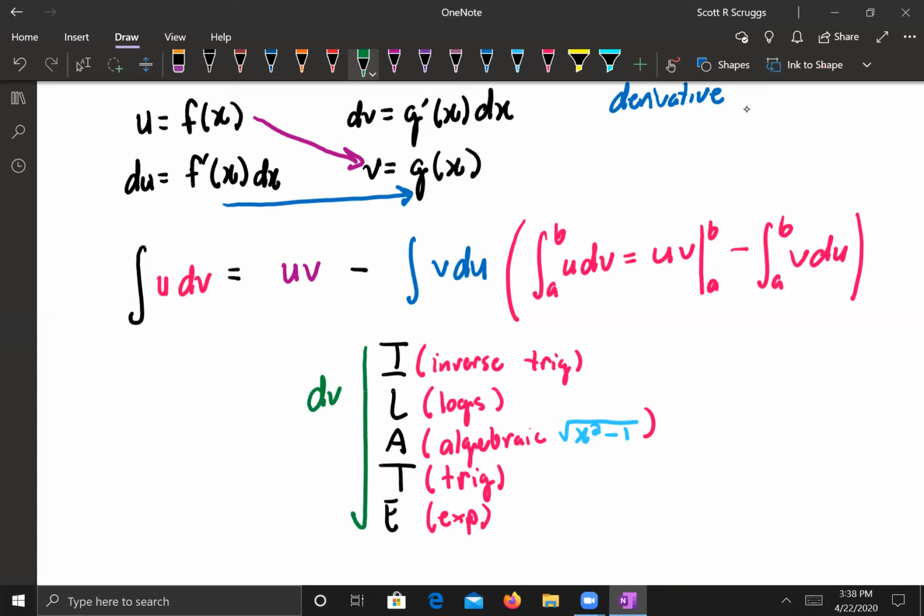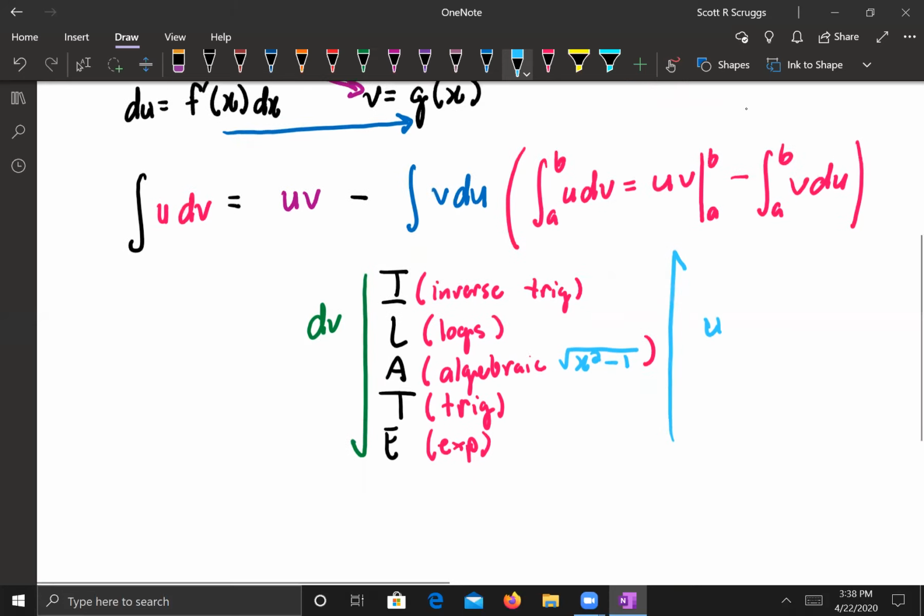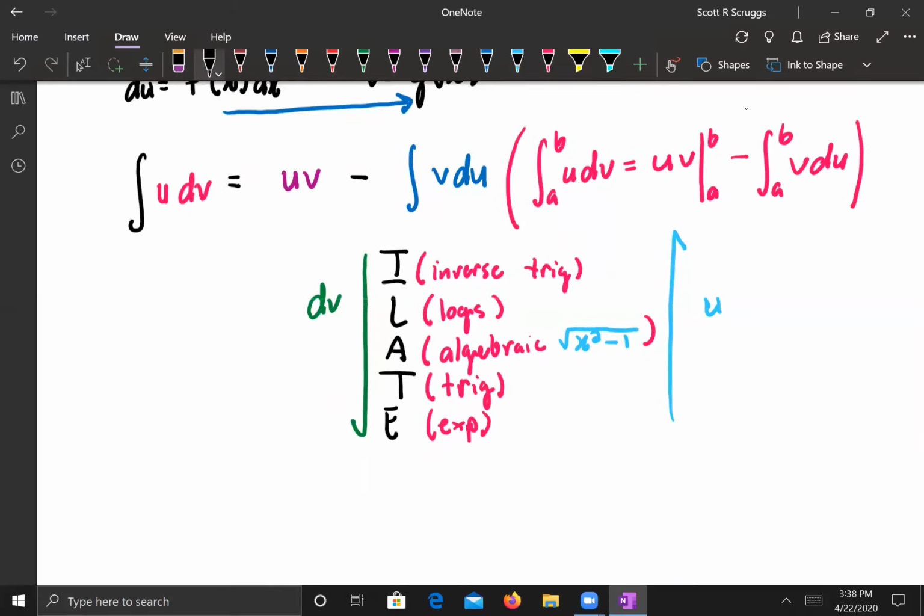All right, and I read that way. And for my choice of u, if I read from bottom up, that starts my hierarchy for what I want to choose for u. Which means if I see an inverse trig function like inverse sine, that's automatically my choice for u, because I could quickly take its derivative in comparison to taking its antiderivative. So there's integration by parts in a nutshell.